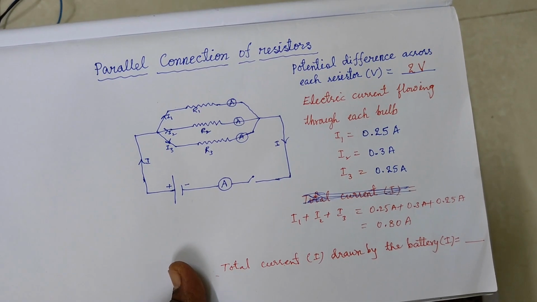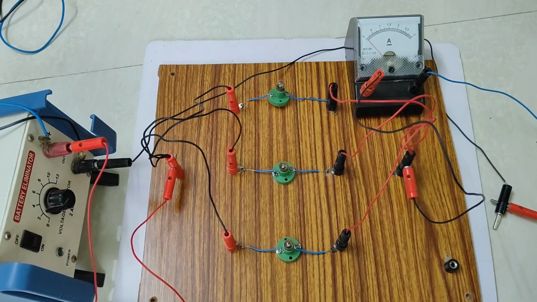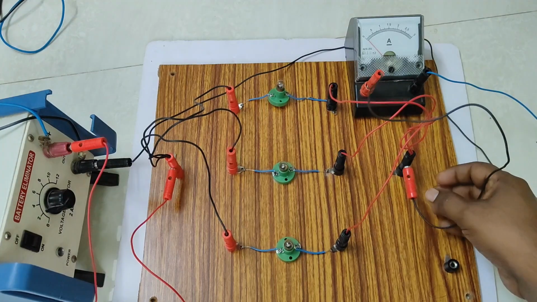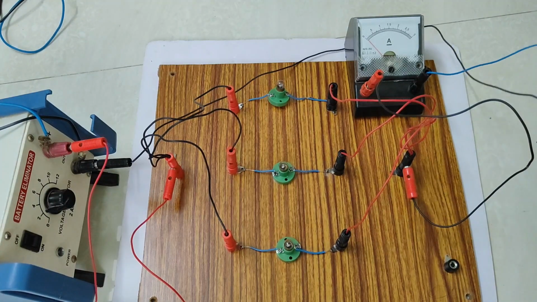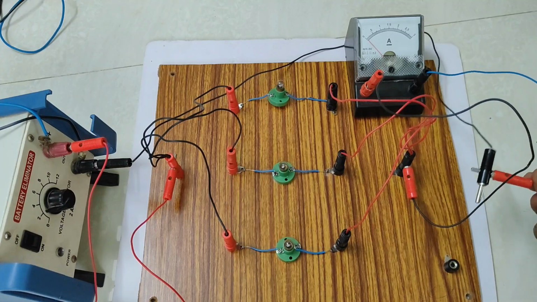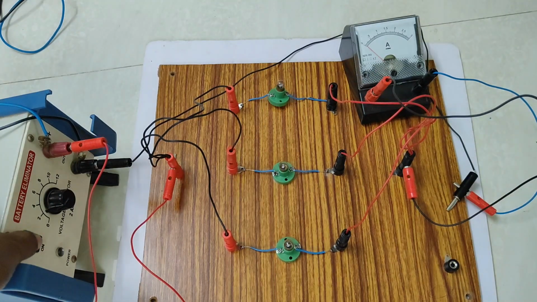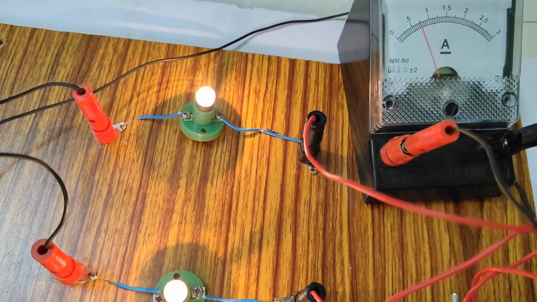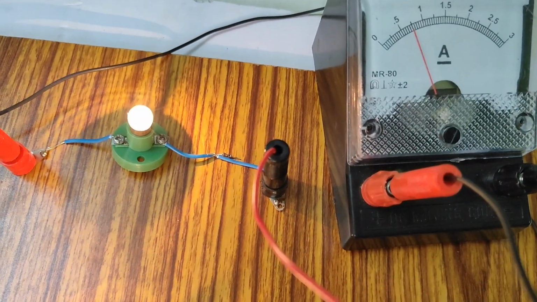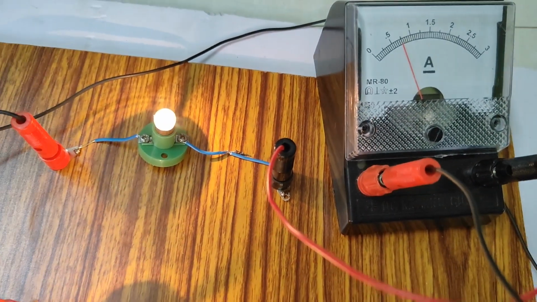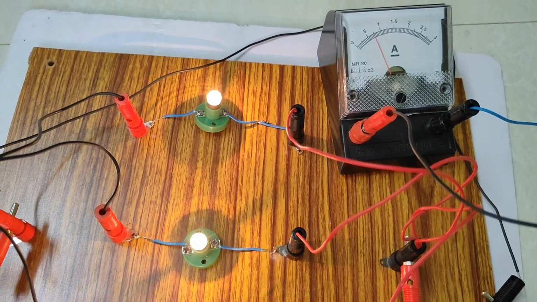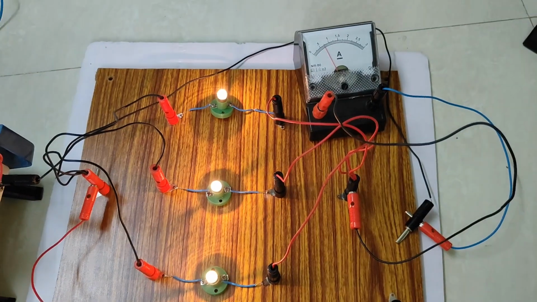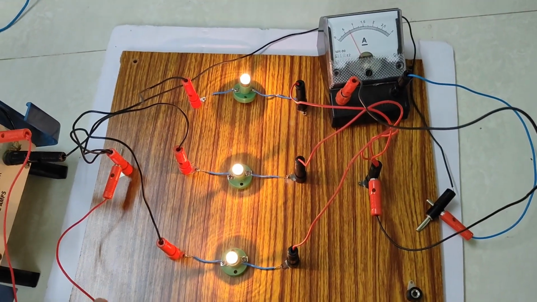Now let us find the total current drawn by the battery. It is the I value in the circuit. To measure the total current flowing in the circuit, the positive terminal of the ammeter is connected at this common point and the negative terminal of the ammeter is connected with the negative terminal of the battery. Now I am going to switch on. Observe the current value here. Here the 16th line is indicated, 16 into 0.05. That means 0.80 amperes current. The total current is 0.80 amperes in this parallel connection of bulbs.